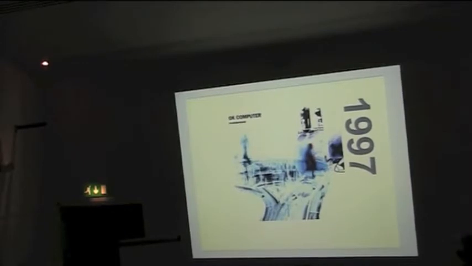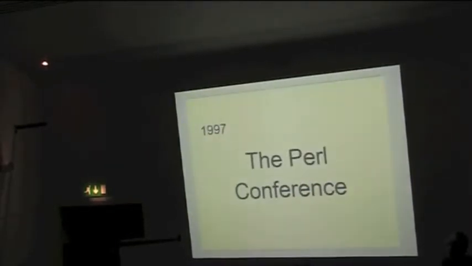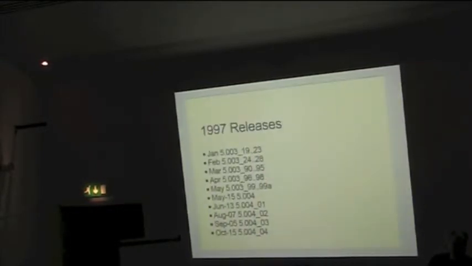1997 was the first Perl conference in San Jose. That's the O'Reilly Perl conference that later became OSCON, when we let other people come. And lots of releases in Perl 5.3 and Perl 5.4. Perl 5.4.4, I believe, was the first one that bundled CGI.pm as part of the core.